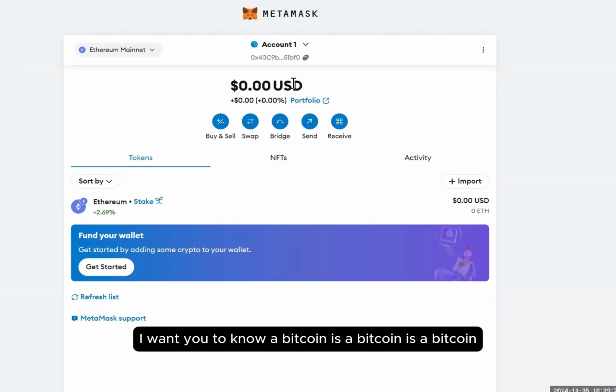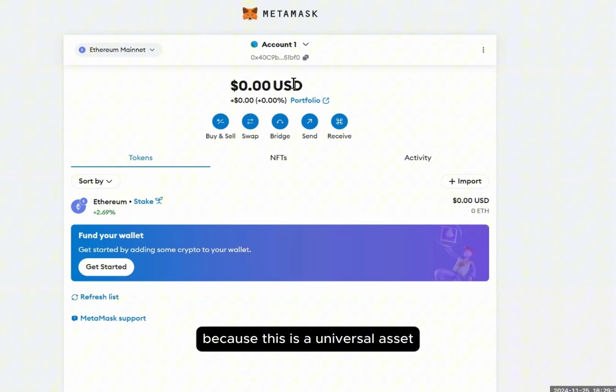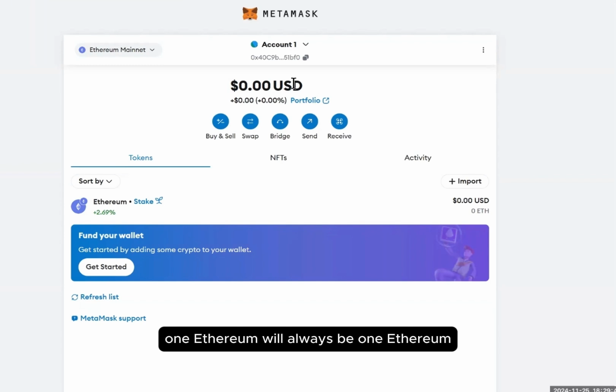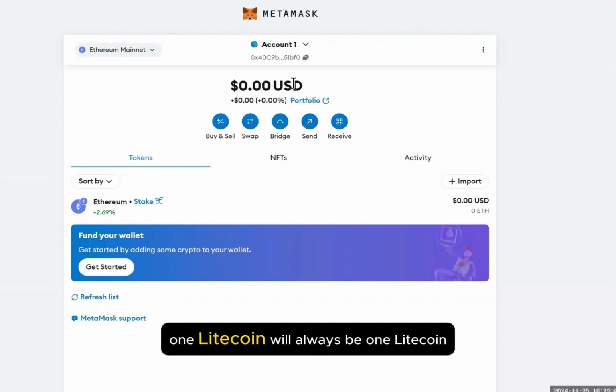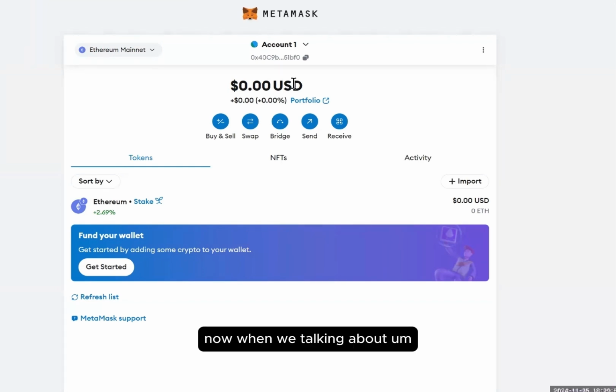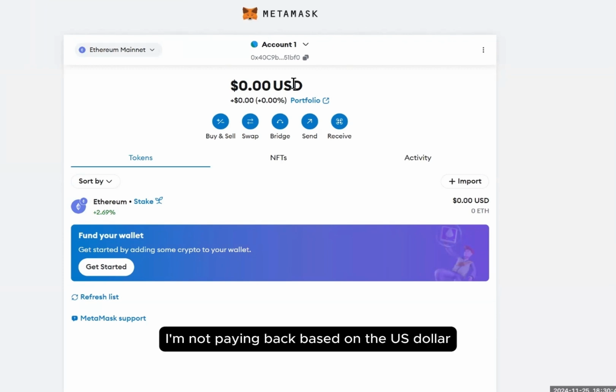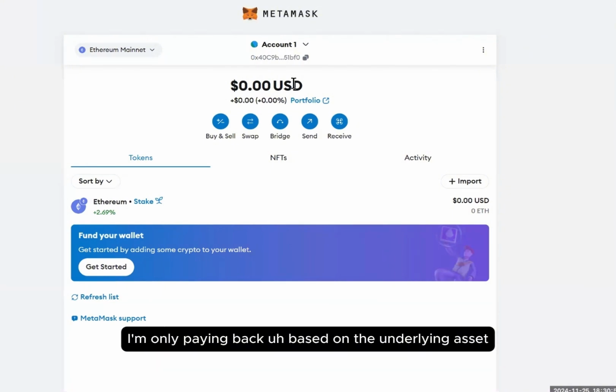I want you to know a Bitcoin is a Bitcoin is a Bitcoin. And Ethereum is an Ethereum is an Ethereum, meaning no matter where you go in the world, because this is a universal asset, one Ethereum will always be one Ethereum. One Bitcoin will always be one Bitcoin. One Litecoin will always be one Litecoin. One Dogecoin will always be one Dogecoin. Now, when we're talking about having something to compare it to, then that's when we put it next to the US dollar. But I'm not paying back based on the US dollar. I'm only paying back based on the underlying asset.